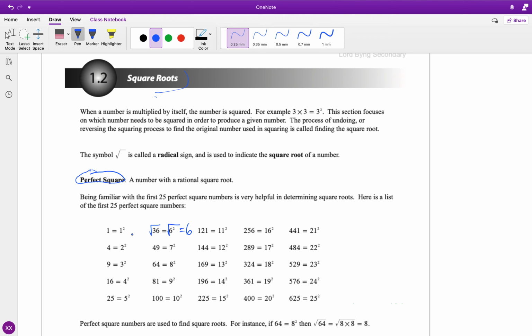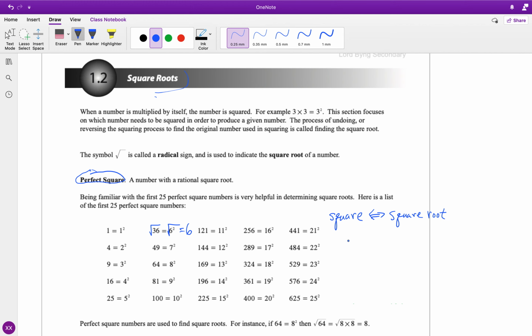Now, from 1 to 25, if you could remember the squares of these numbers, then it will be much easier for you to do the reverse of the square root. Basically, squaring a number means multiplying the same number by itself, and the square roots are the reverse. It goes hand in hand, right?